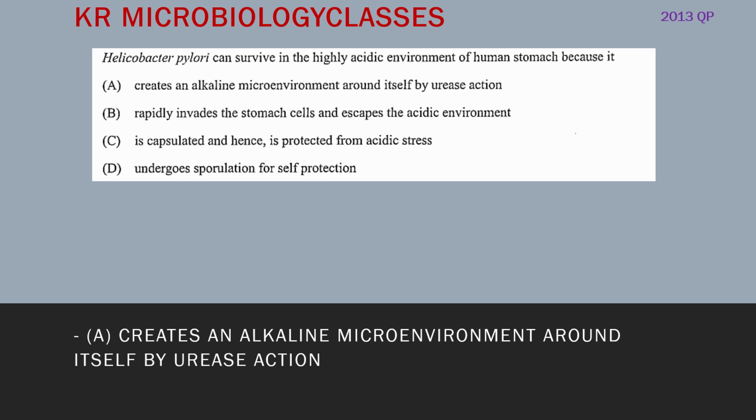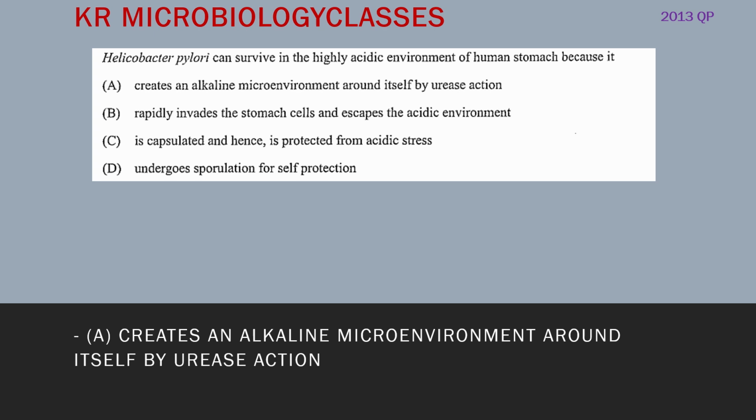Next question. Helicobacter pylori can survive in the highly acidic environment of the human stomach because: option A, it creates an alkaline microenvironment around itself by urease action. Option B, rapidly invades the stomach cells and escapes the acidic environment. Option C, it is capsulated and hence it is protected from acidic stress. Option D, it undergoes sporulation for self protection. Here the correct answer is option A.